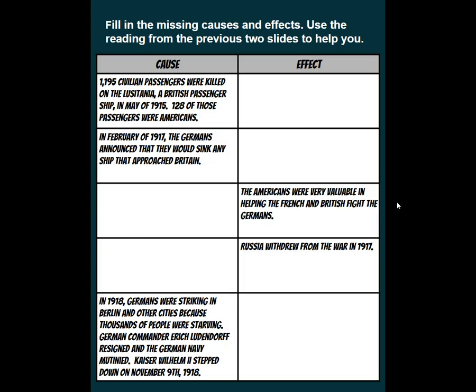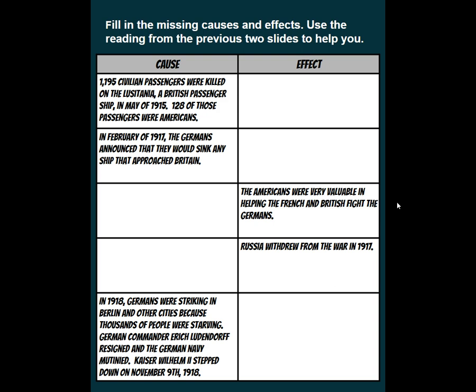So your job today is going to be filling in the missing blanks in this cause and effect chart. Actually, let's do the first one together and then you'll have the answer. It says 1,195 civilian passengers were killed on the Lusitania, a British passenger ship, in May of 1915. 128 of those passengers were Americans. And you remember reading about that. That's where Americans became very angry and they wanted to enter the war. So the effect would be that Americans were angry and asked the government to enter the war.